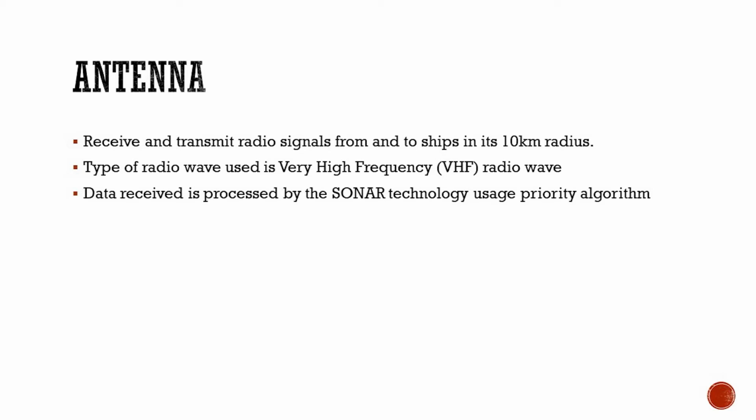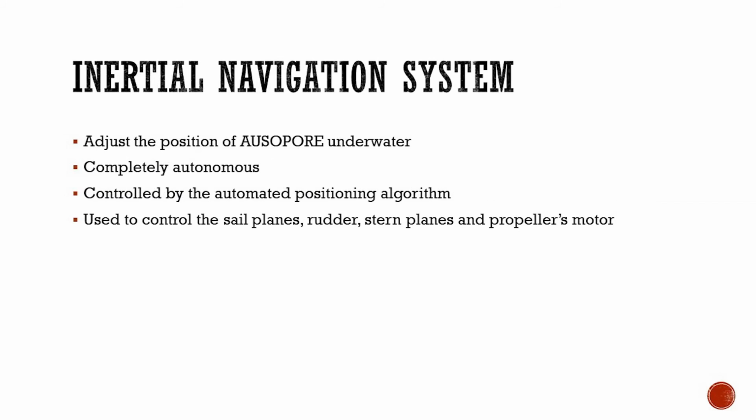The data received is then sent to the Raspberry Pi to be processed by the sonar usage priority sorting algorithm that will decide which ship is allowed to use its sonar technology first based on the importance of its usage purpose. On the other hand, the inertial navigation system is used to adjust the position of AUSOPOR underwater if there are any shifts in position.